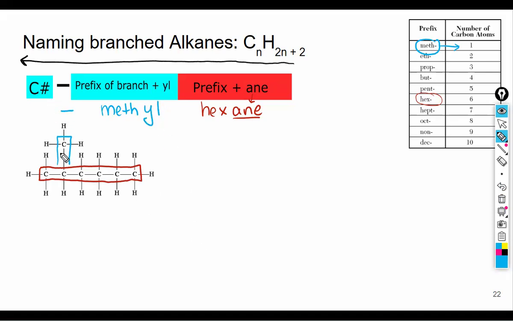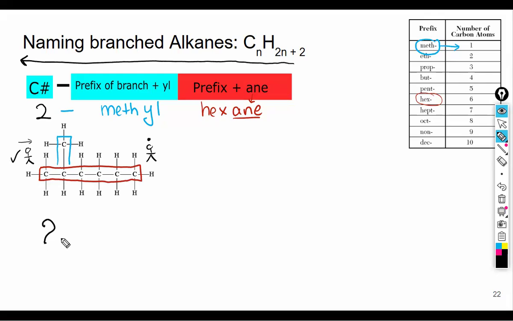And all branches end with YL. Now, where does the branch come off from? I see some people put 5, but remember, you have to start walking from both sides. If you start walking from this side, the branch comes off 1, 2, 3, 4, 5. It comes off the 5th carbon. But if you start walking from this side, doesn't it come off the second one? And you're supposed to choose the smaller of the 2 values. So it's not 5, it is 2. Because if you walk from the left-hand side, the branch comes off the second carbon.